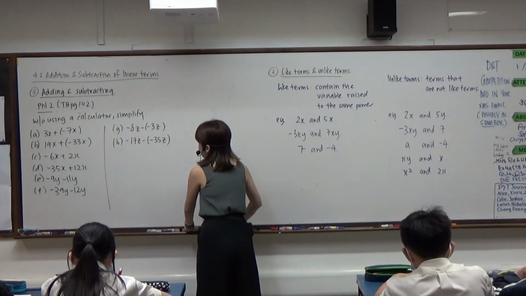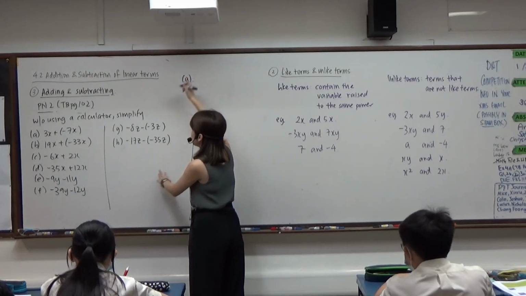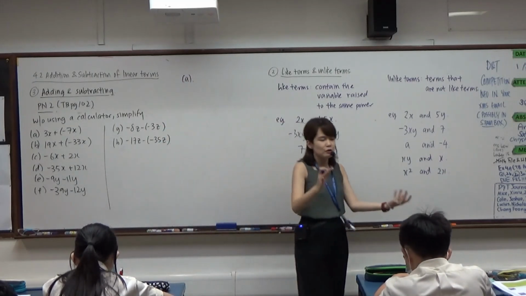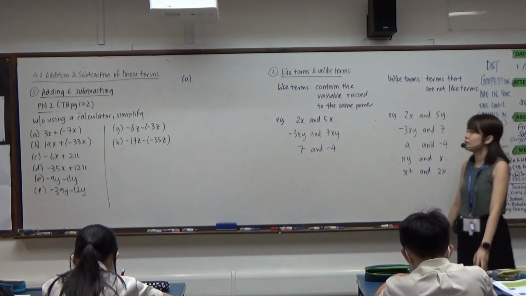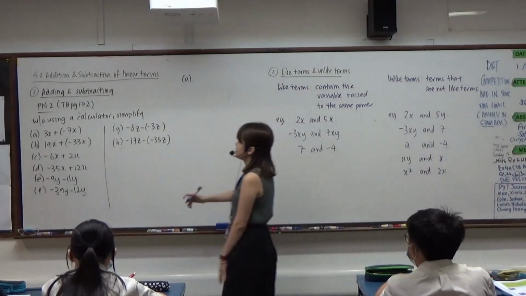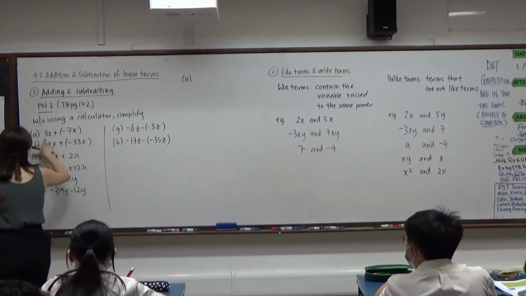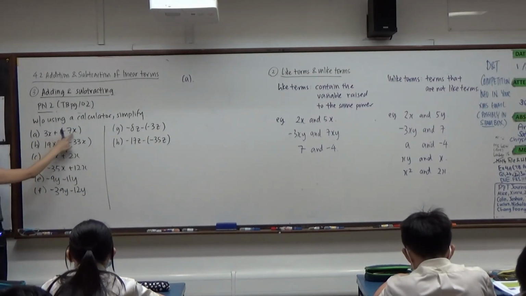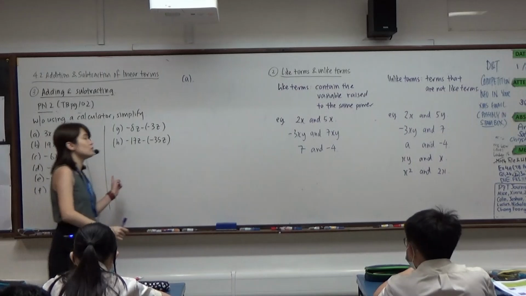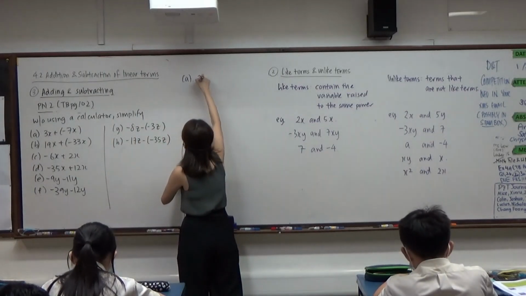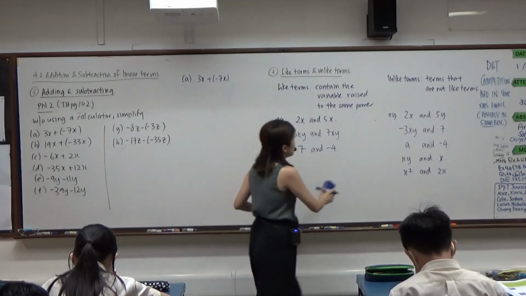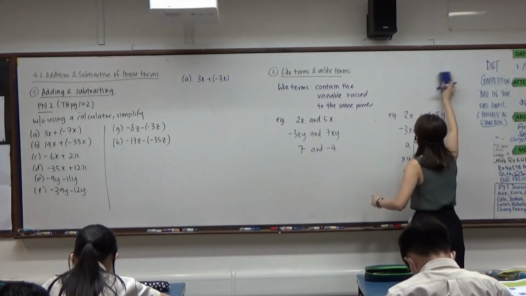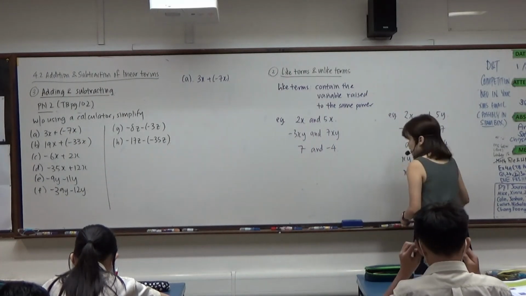Alright, let's look at part A. So the question says without using calculator. Anyway, for algebra, you also cannot press the X into a calculator. But later I'll tell you how we can overcome this. So in this case, we have 3x plus negative 7x. This goes back to what we learned about our golden rules, right? So let's recall very quickly what our golden rules are.